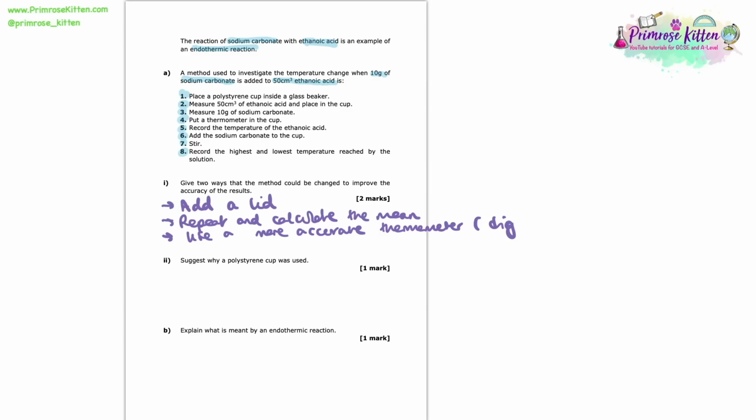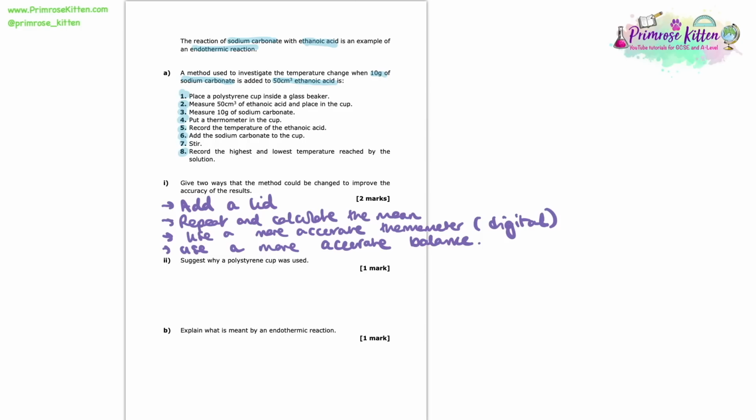And another thing we could do after that is maybe we can use a more accurate balance, because we know we were just measuring 10 grams of sodium carbonate. What instead if we tried to measure 10.0 grams or 10.00 grams? That would indeed be more accurate. So there are 4 suggestions of things you could say to increase the accuracy of the results. Any 2 of those will be what you need to get your marks.